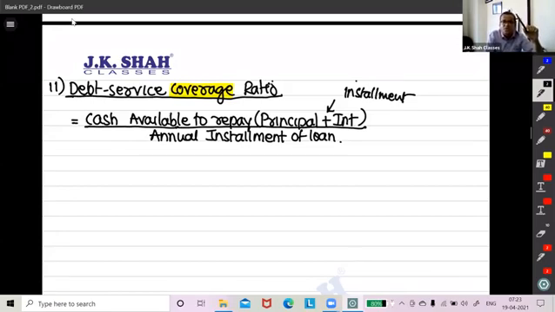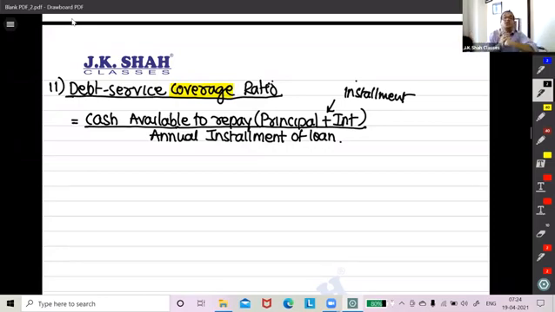Earlier we were just talking about what? Earlier, in the debt service ratio, we were just talking about the interest payment. But here, friends, we need to understand that we don't just have to pay the interest, we have to pay the principal amount also. The principal plus interest taken together is known as the annual installment. Again, this is a fixed payment, a committed amount that we have to pay. So now, cash available for payment of annual installment divided by annual installment.